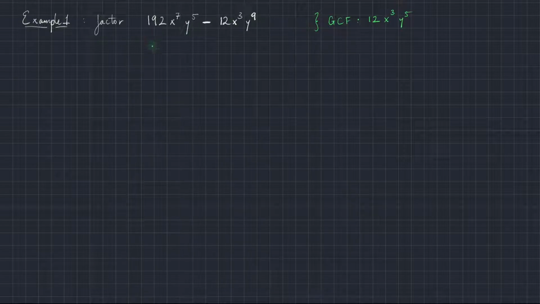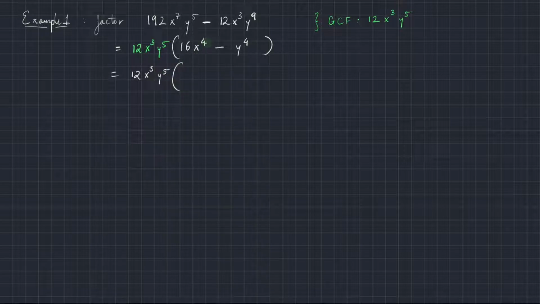Factoring this out of our expression, we have 12x cubed y to the 5. And inside the bracket, we are left with 16x to the 4 minus y to the 4. Notice that 16x to the 4 minus y to the 4 is a difference of perfect squares. And so we can split this up into 12x cubed y to the 5.